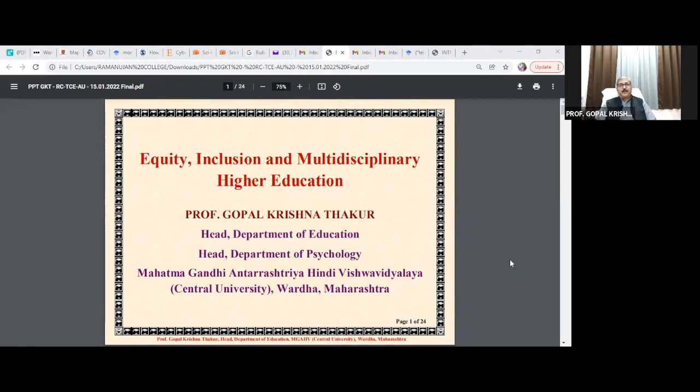But the first time I particularly got to deal with this word equity, the first thing that came to my mind was that this term is widely used in the business world, the corporate world, where equity means assets, sharing of assets and liabilities of any business settlements. But in the field of education, in the field of society, equity has a significant meaning.